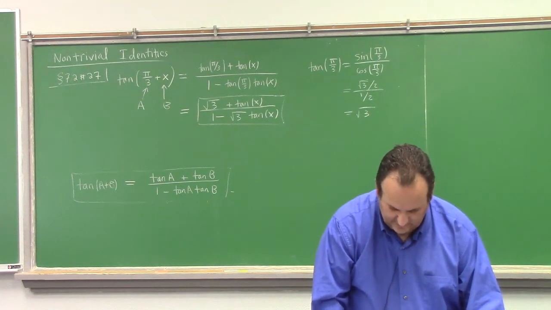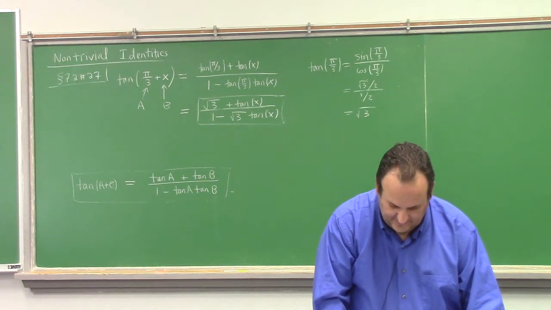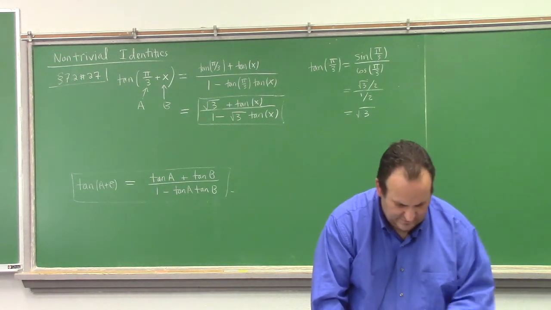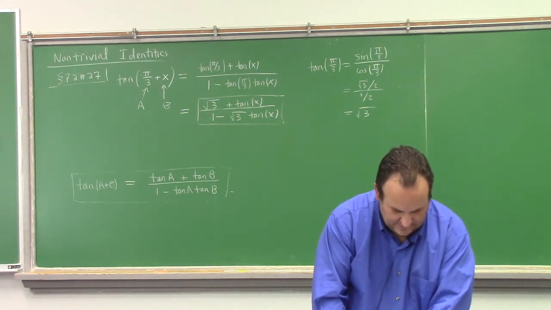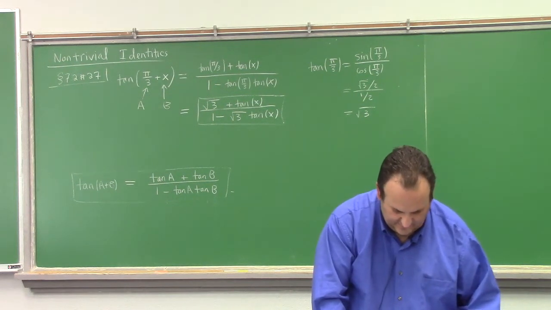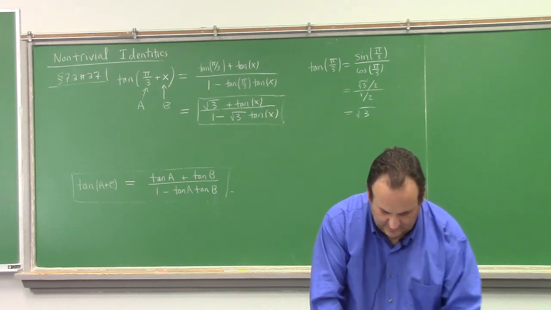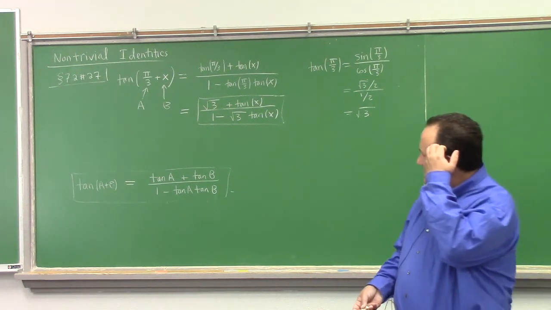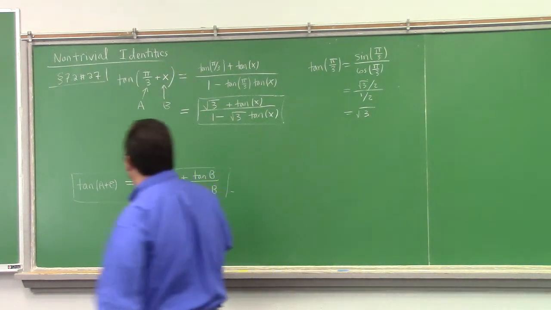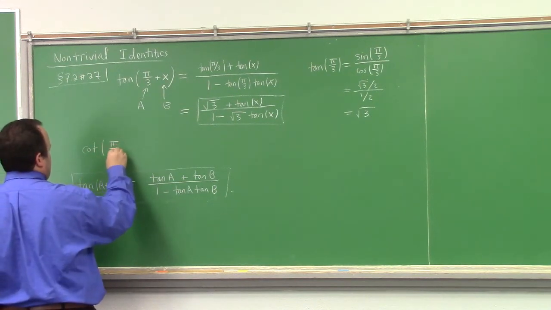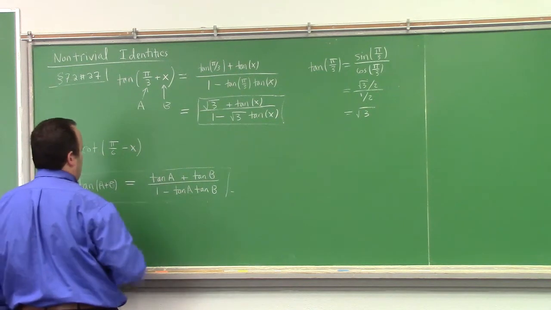What? They say cotangent. Cotangent of pi over 6 minus x. I'm on the odds, section 7.2. Cotangent of pi over 6 minus x, they say.